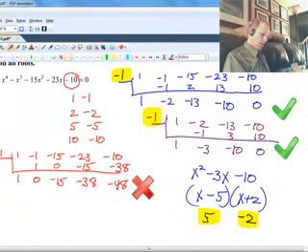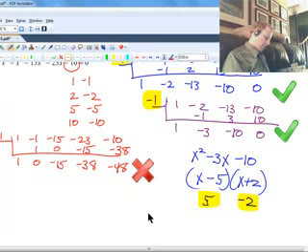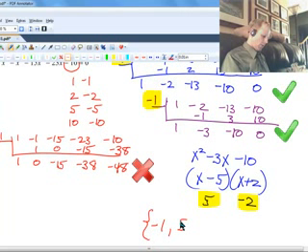Alright, let me list the final solutions to our original equation. They would be negative 1, 5, and negative 2.